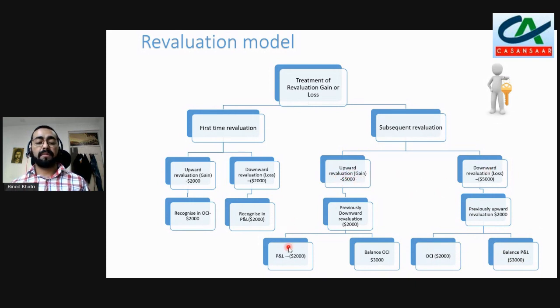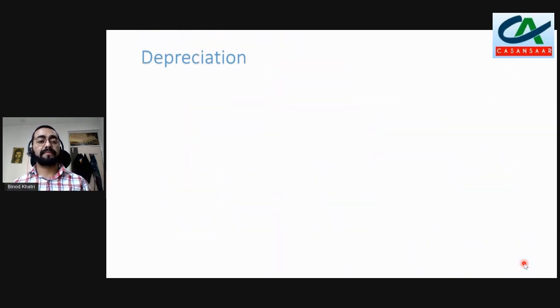If we have a P&L item, then we can set off that gain against P&L and the remaining needs to be recognized in OCI. And in case of loss, if we had an upward revaluation earlier, we can settle the total loss up to that amount in OCI, and the remaining needs to be charged to the profit and loss account. I think it's very simple. You can refer to this chart, and it will make it very easy for you to calculate and see where to recognize loss and gain.